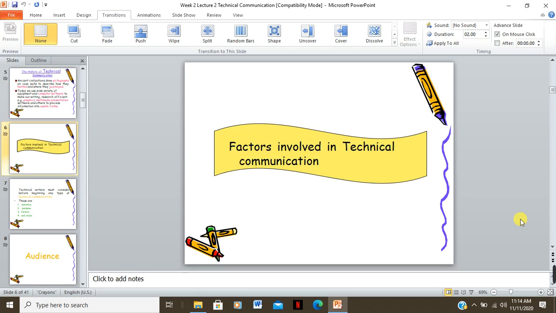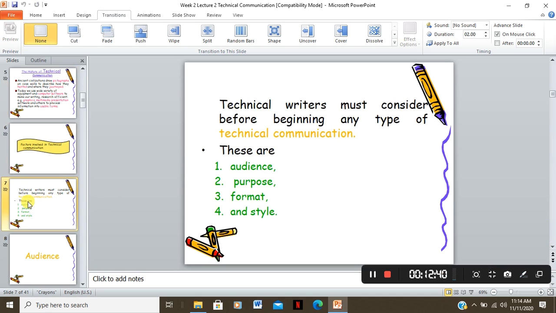Now, in the next slides, we are going to talk about the factors involved in technical communication. By now, keeping in mind the discussion that we had till now, you can understand what things we are going to talk about. In the next slide, you can see what technical writers must consider before beginning any type of technical communication. What are the things that are a must for them to consider? Number one, audience, purpose, format, and style. These are the four major things that we need to know before we start communication.